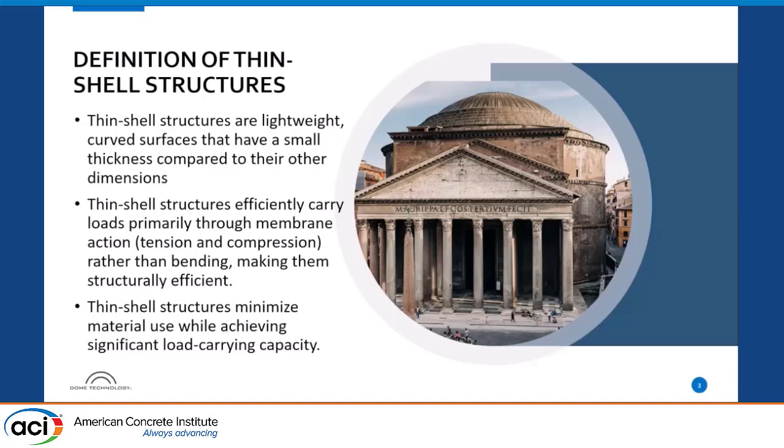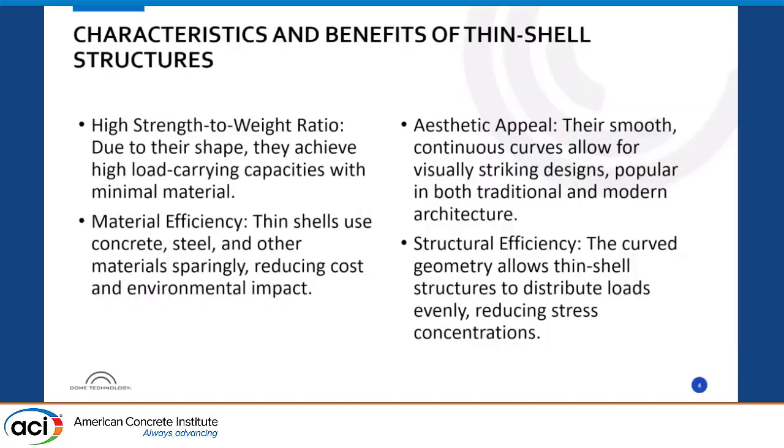It's something that the ancient civilizations were able to do. And so when we're doing an FEA model, we can think about that. And as Charles mentioned, thin shell structures minimize material, and so that's a pretty good thing. Characteristics and some benefits of the thin shell are the high strength to weight ratio, the material efficiency, the aesthetic appeal, and the structural efficiency.